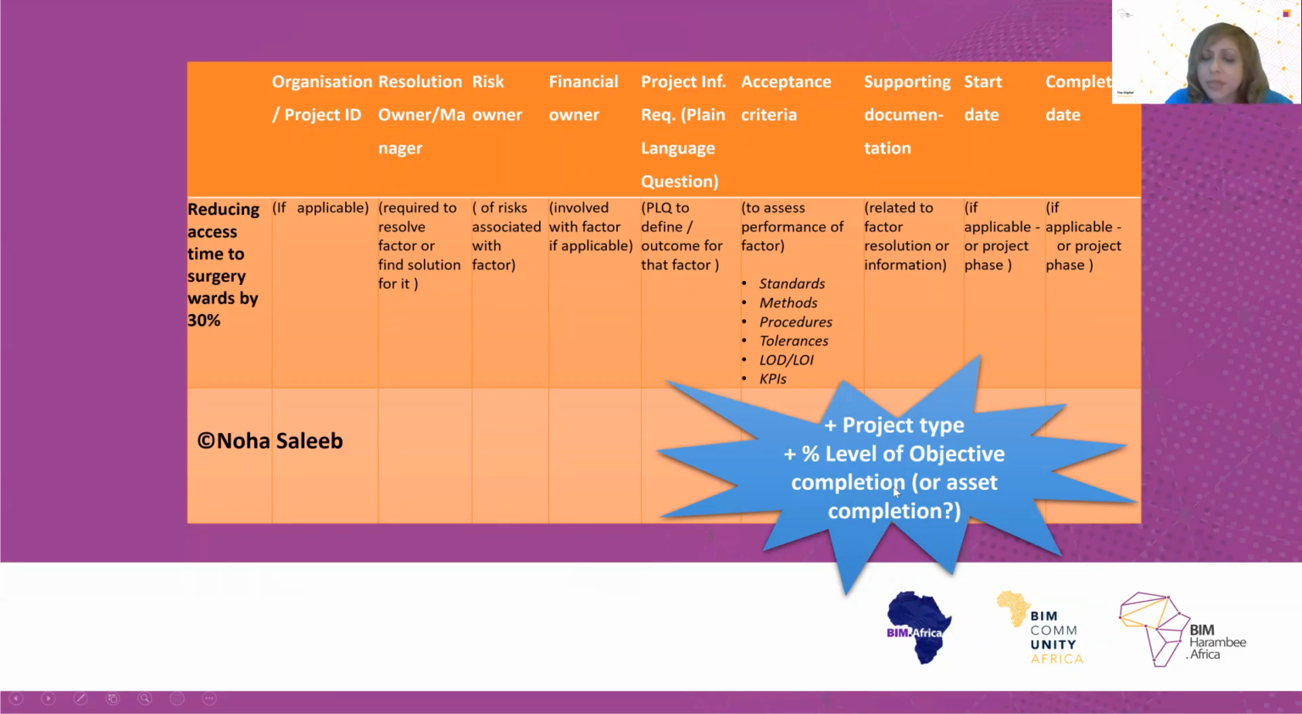I've included here a few other things which could be put. If those particular objectives relate to certain project types, then maybe we could have an additional column for project type if that organization creates more than one type of project. Also, the percentage of level of objective completion. Remember when we talked about putting a percentage or a numerical value that could help with achieving the objective, or the level to which it was completed before, so that one would know what is the improvement percentage that needs to be done now.